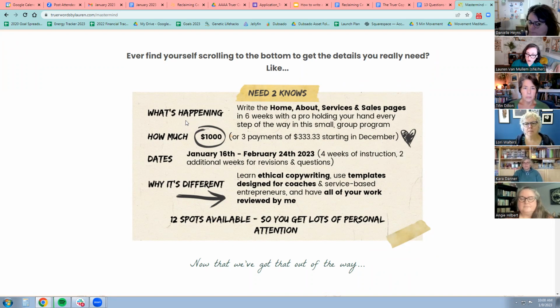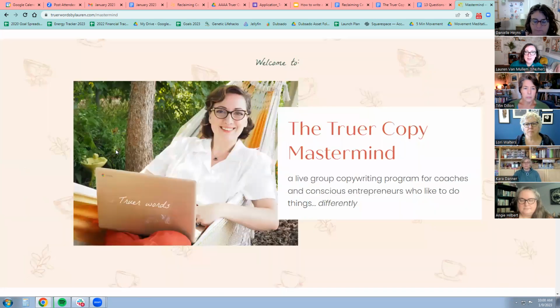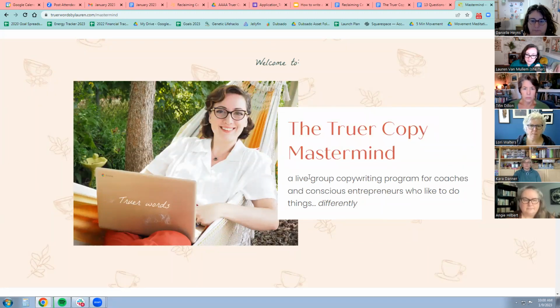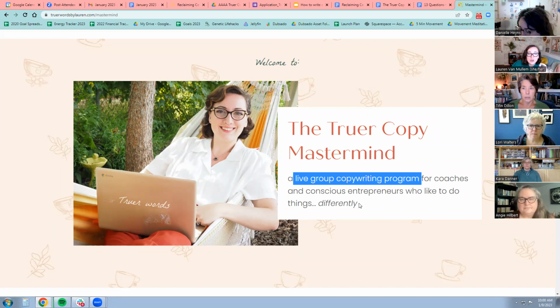They want to read more because this top of the page section has one job. And then we go into the more traditional header and tagline. So what is it? The Truer Copy Mastermind, that's the header. The tagline: what is it? Live group copywriting program. Who is it for? For coaches and conscious entrepreneurs, a little descriptor, who like to do things differently.